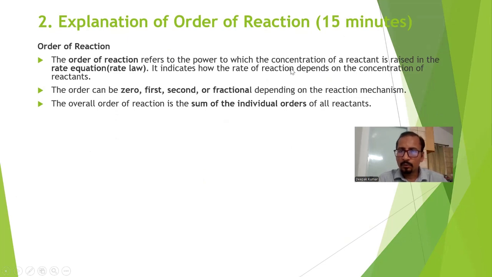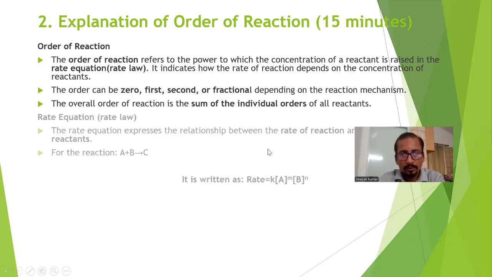See, the order of reaction refers to the power to which concentration of reactants is raised in the rate equation, and that is also called rate law. It indicates how the rate of reaction depends on the concentration of reactant. So the order of reaction gives us the exact idea to which extent the rate of a reaction depends on the concentration of the reactants. The order may be zero, first, second, or fractional, depending on the reaction mechanism. It means that the order of reaction is totally an experimental value. It can be determined by experiments only, not by knowing the reaction mechanism. And the overall order of reaction is the sum of the individual orders of all the reactants.